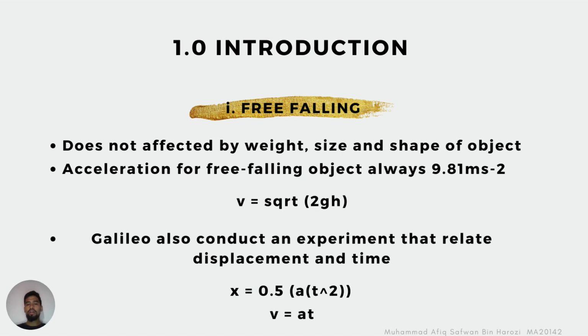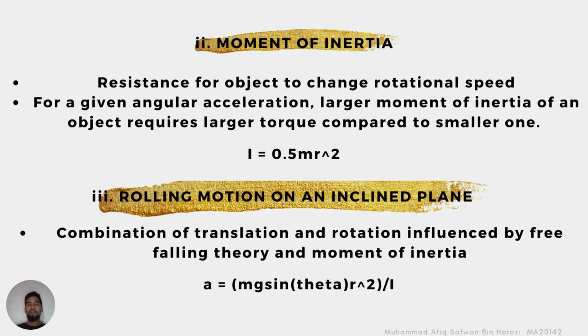Galileo also conducted an experiment that relates displacement and time, and he found that the displacement depends on the square of time. For moment of inertia, it describes the resistance of an object to change rotational speed. Let's say we want to maintain an angular acceleration value. Then a larger moment of inertia of an object requires a larger torque compared to a smaller one.